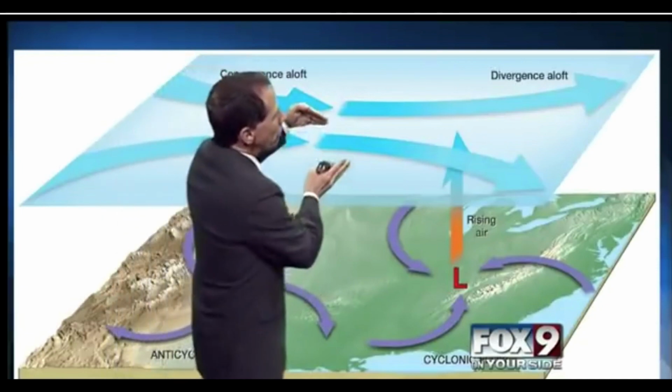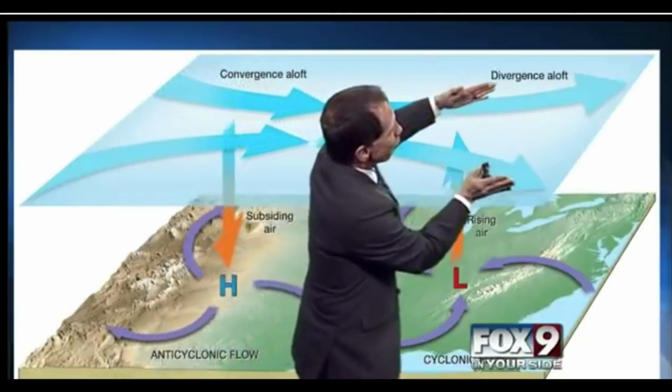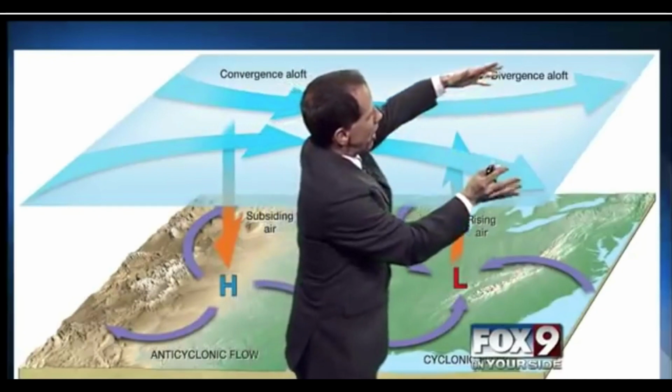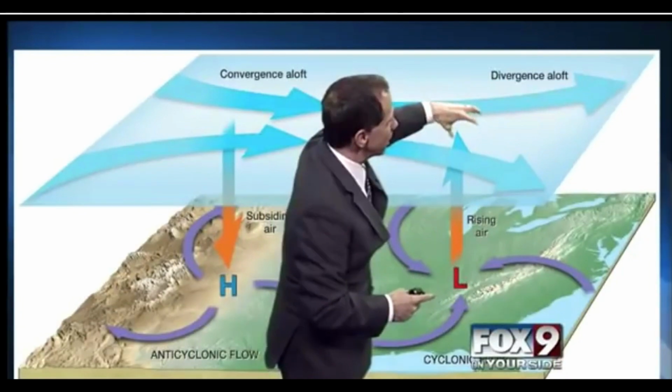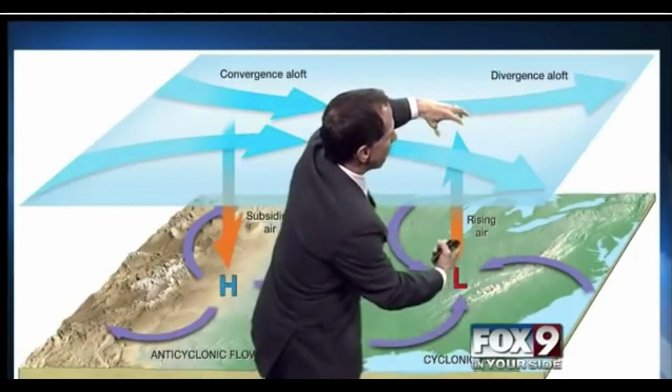As the jet stream is going along, it'll encounter an area where it diverges aloft, and so it separates the air here. We can't have a void. We can't make a vacuum of no air, so something has to replace the air right here, and so air comes up from the ground.